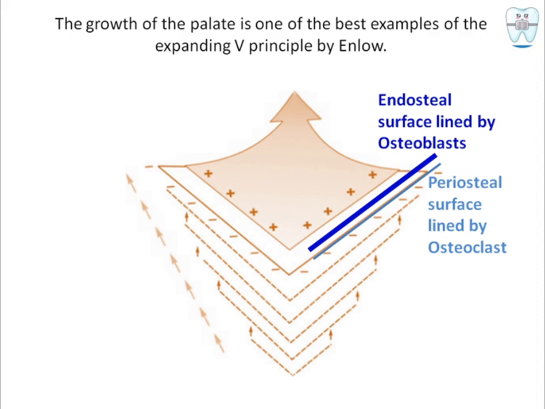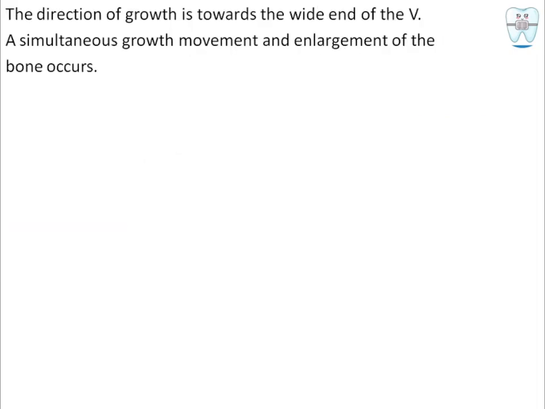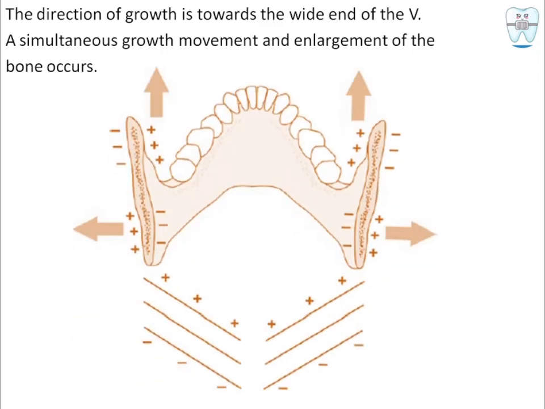So this increase in size and the simultaneous movement of the bone in the shape of an expanding V is called the expanding V principle. The direction of growth is towards the wide end of the V, and a simultaneous growth movement and enlargement of the bone occurs. That means growth movement is happening, the bone is moving forward and also enlarging, getting bigger. So this is the example of the expanding V principle in the mandible.